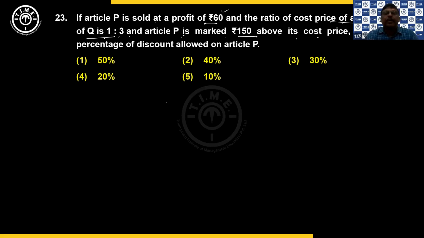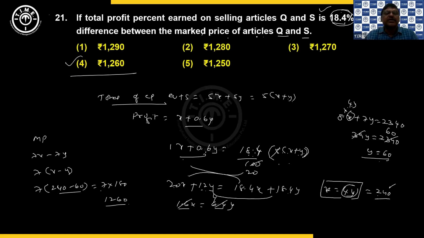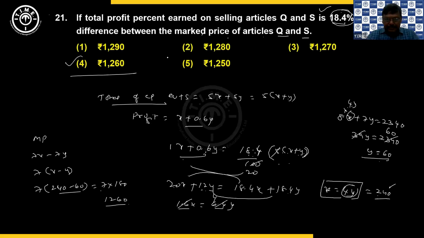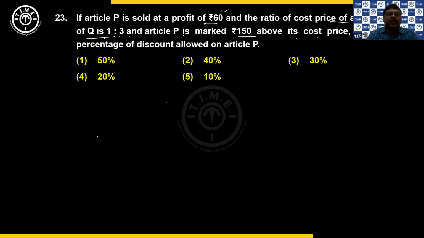We'll see that. Students, what is the information about P? First, we'll write down. P, we know selling price is 3x. Cost price, we don't know. Market price, we don't know. So Q, friends, 5x, 6x, 7x. Students, for Q, 5x, 6x, 7x. What are they respectively? Cost price, selling price, and market price. But for P, what we know, only selling price we know is 3x.